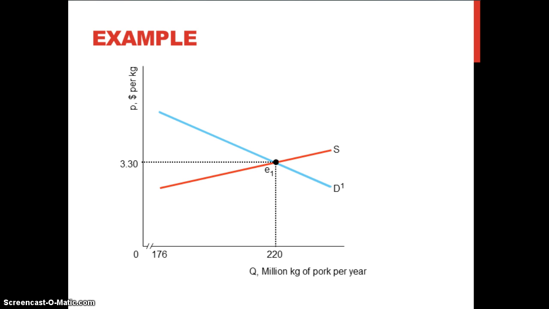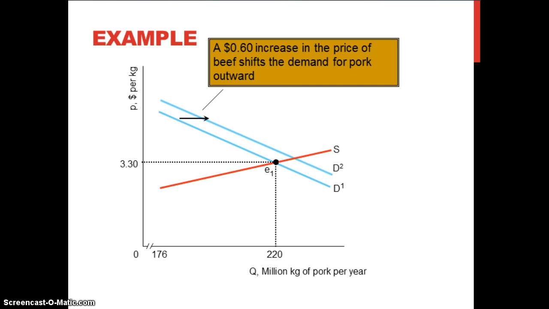Here is the first equilibrium point at the price of 3.3 and a quantity of 220. We assume that the price of a substitute good, beef, goes up by 60 cents and the demand curve shifts rightward. Again, please note that a shift of the demand curve itself doesn't change the price while it increases the quantity.